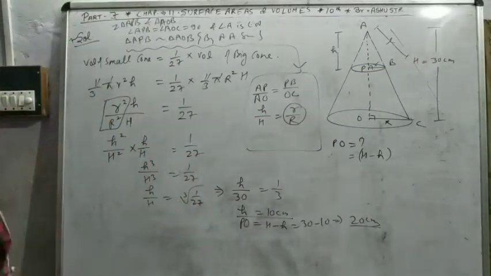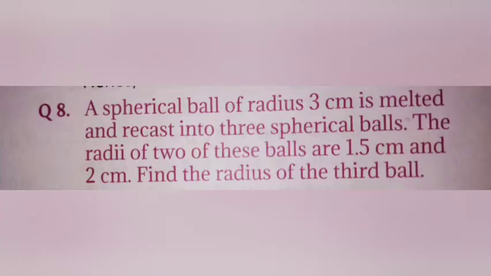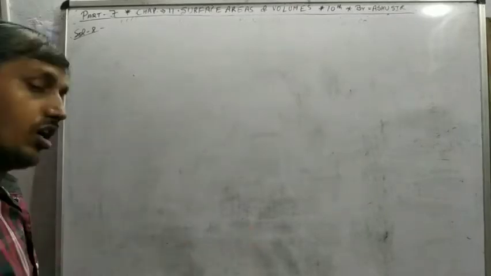Okay, pause, note this down. Let's see this question. It's also a good question that came in the board examination. A spherical ball of radius 3 cm is melted and recast into 3 spherical balls. The radii of two of these are 1.5 and 2 cm. Find the radius of the third.